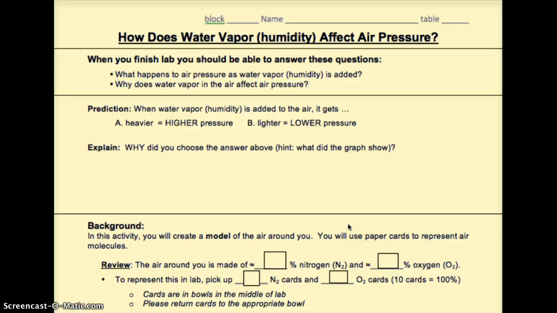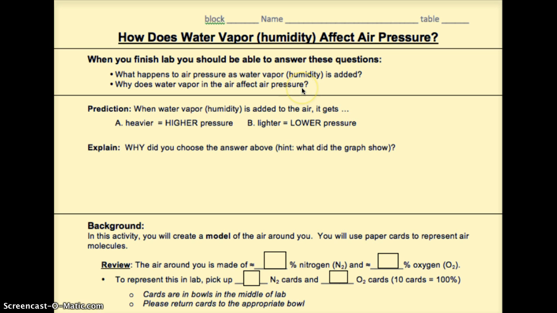Make sure everyone in your lab group has a yellow lab sheet, and you'll be working through this with your lab group. So in the classroom, you're going to start the top half of this yellow sheet. When you finish lab, you should be able to answer these questions. What happens to air pressure as water vapor or humidity is added? Second, why does water vapor in the air affect air pressure?